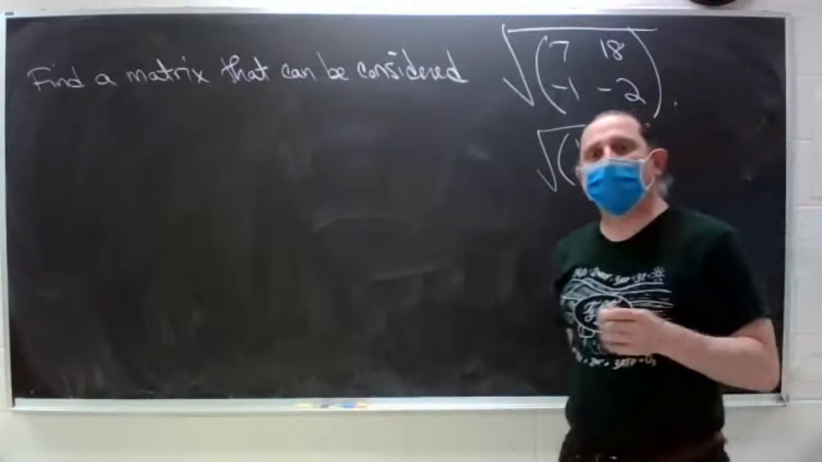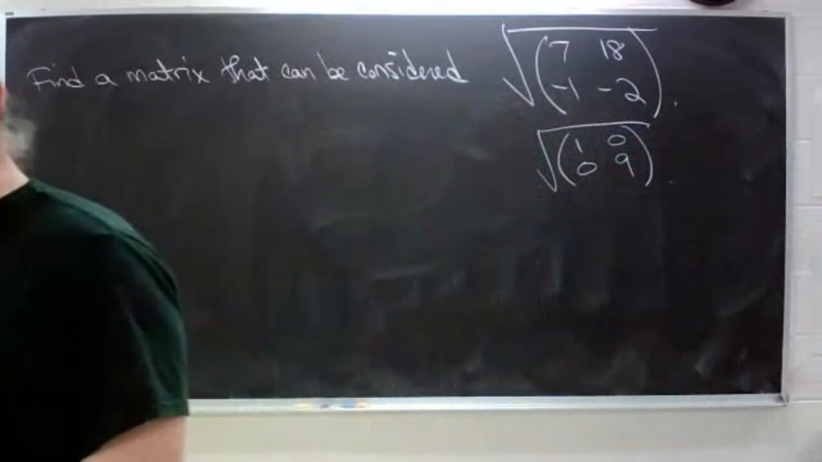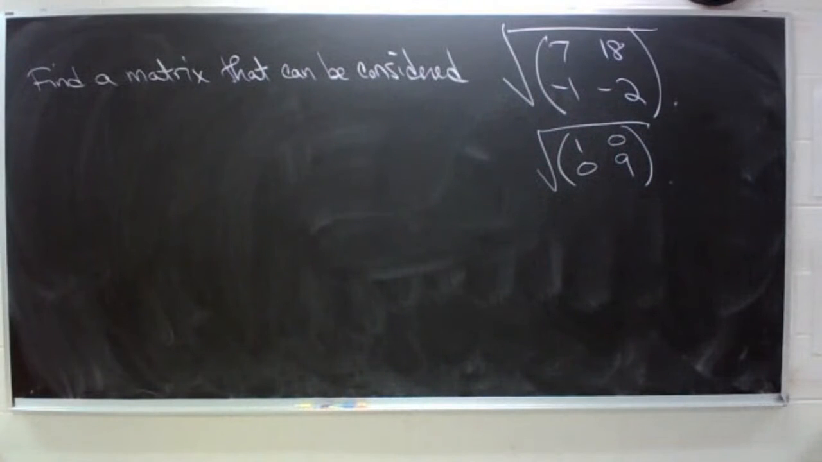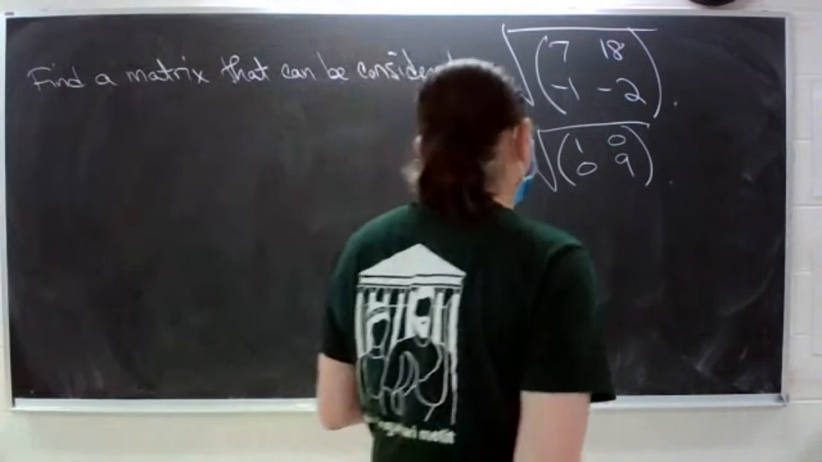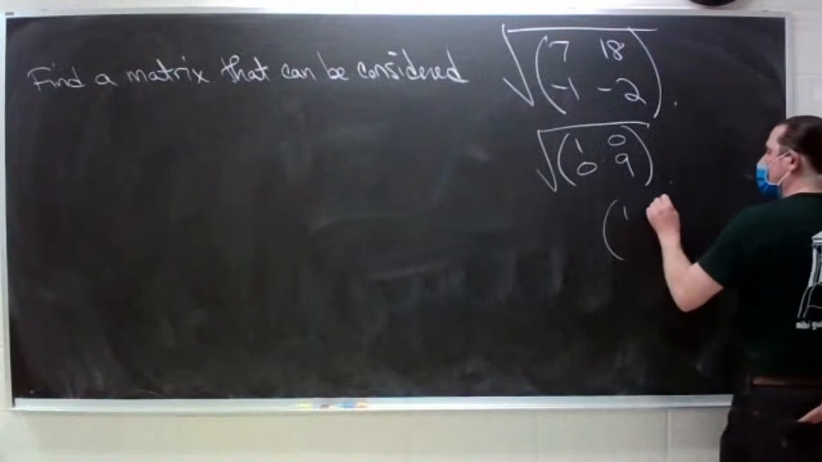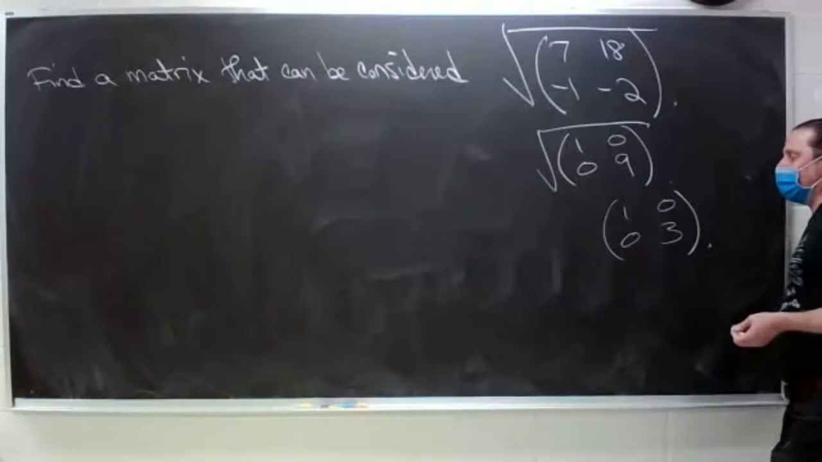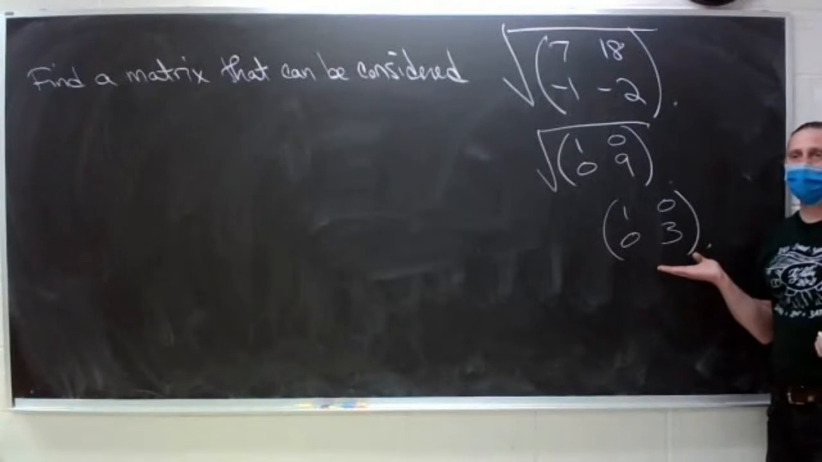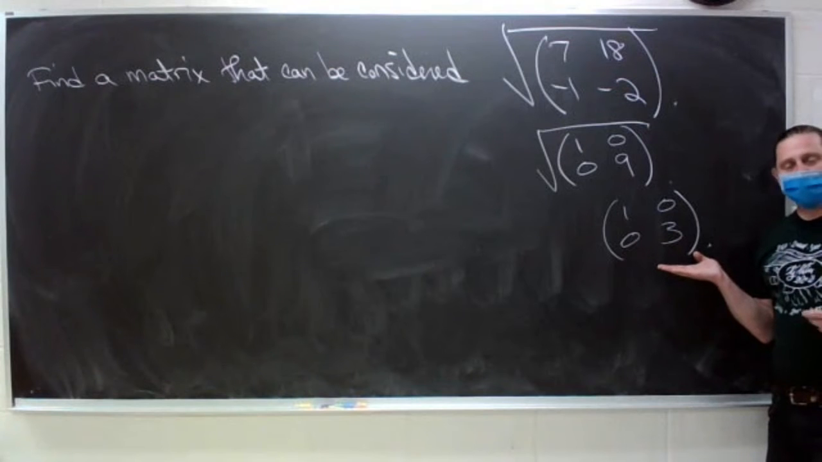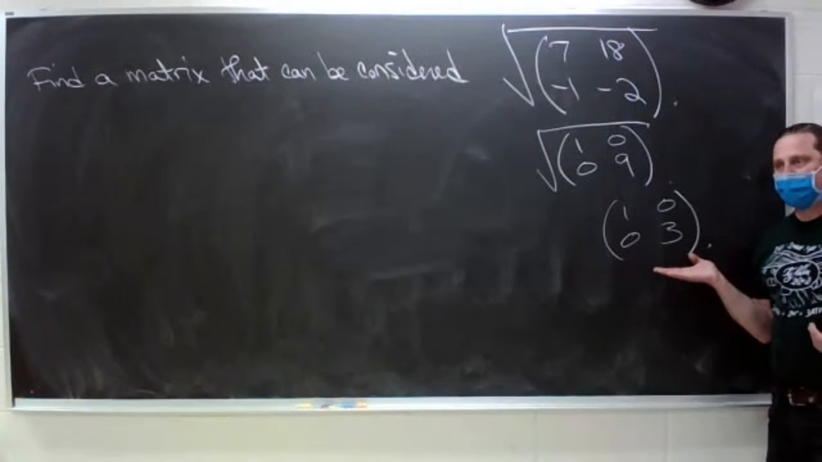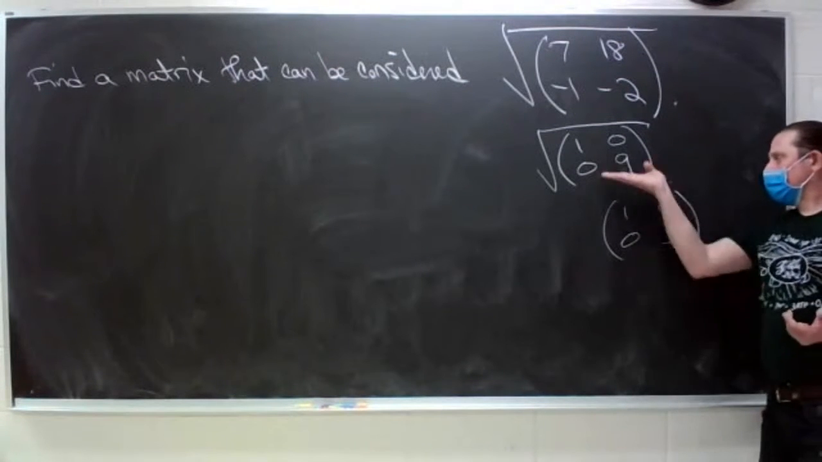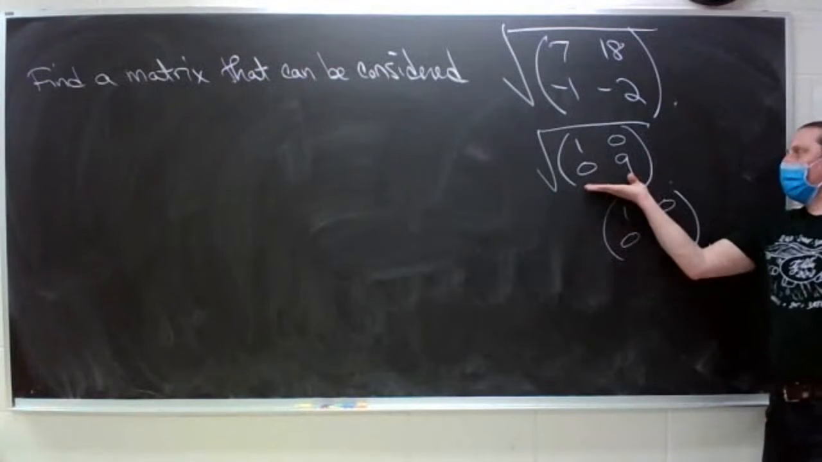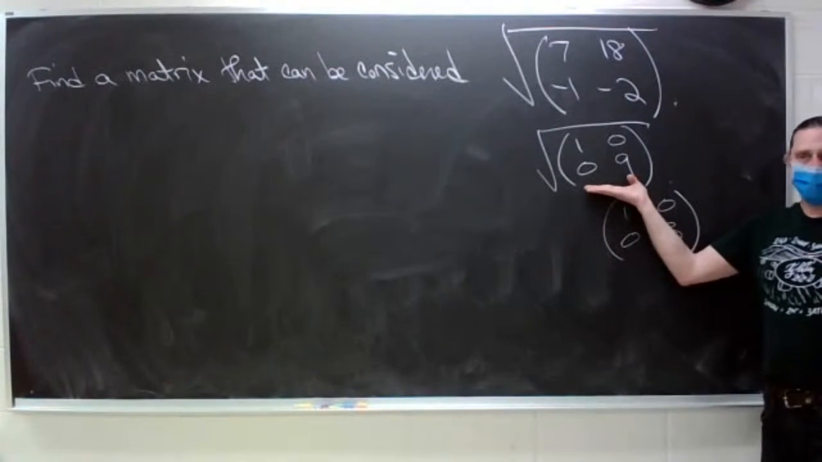Now, what do you guys think? Could we write down an answer? I mean, I think for this one, it's pretty clear that that one will work out just fine. All right? That's not going to be a mess to write down. And it's pretty obvious that if you square this matrix, it will give that matrix. Okay?